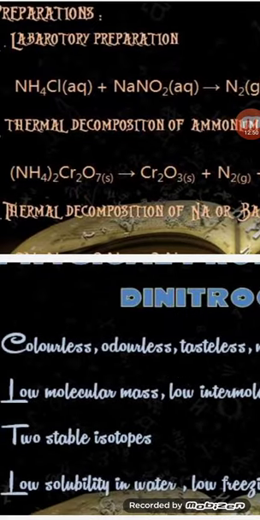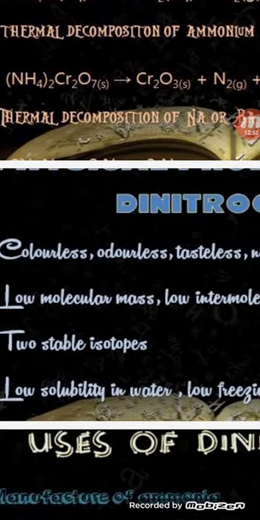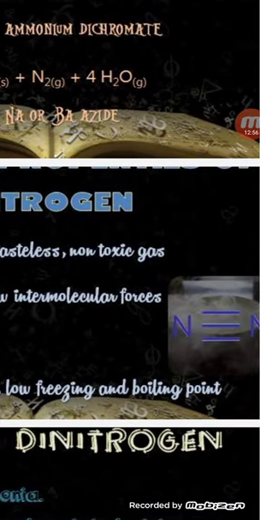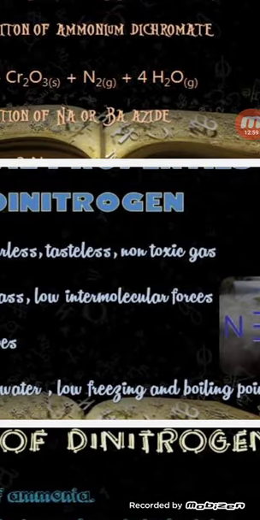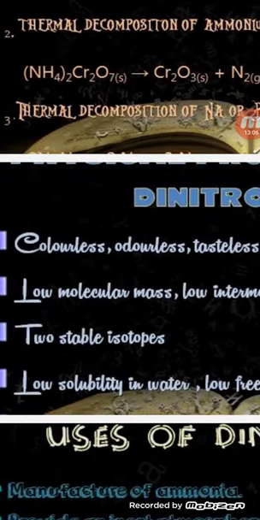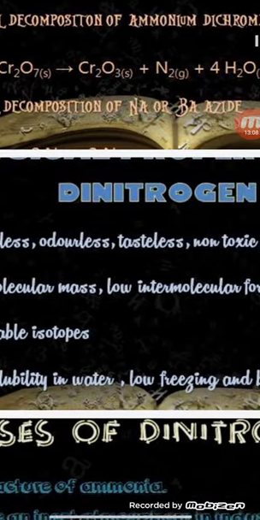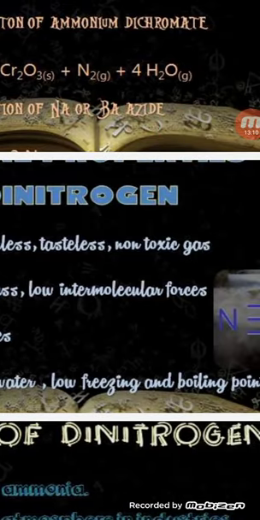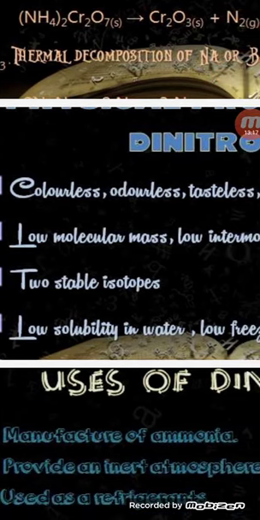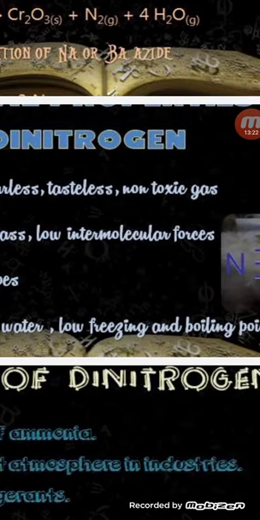Some properties of dinitrogen are that it is colorless, odorless, tasteless, and non-toxic, and hence it is used for many purposes, like mixing it with other gases to control its partial pressure. It has low molecular mass and low intermolecular forces of attraction, and hence it is a gas. There are two stable isotopes of nitrogen, and nitrogen has low solubility in water, and a low freezing point and boiling point too.